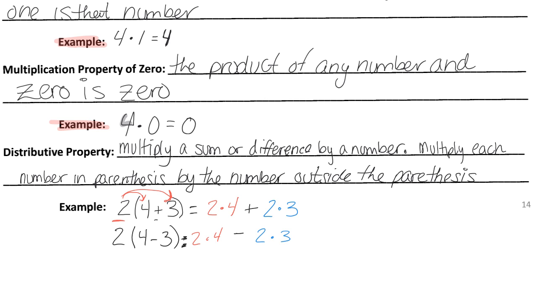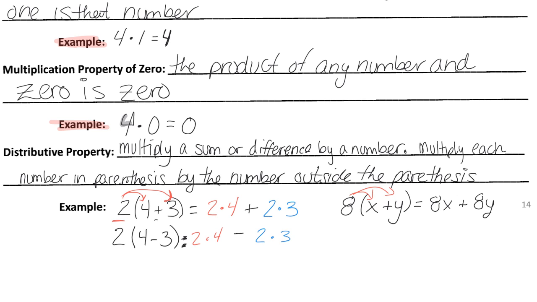We also do that with variables. So you might see it as 8 times the quantity x plus y. And we still distribute the 8 to both. So that becomes 8x plus 8y. Okay, and we're going to get to variables and stuff in the next unit, so don't stress too much about that.